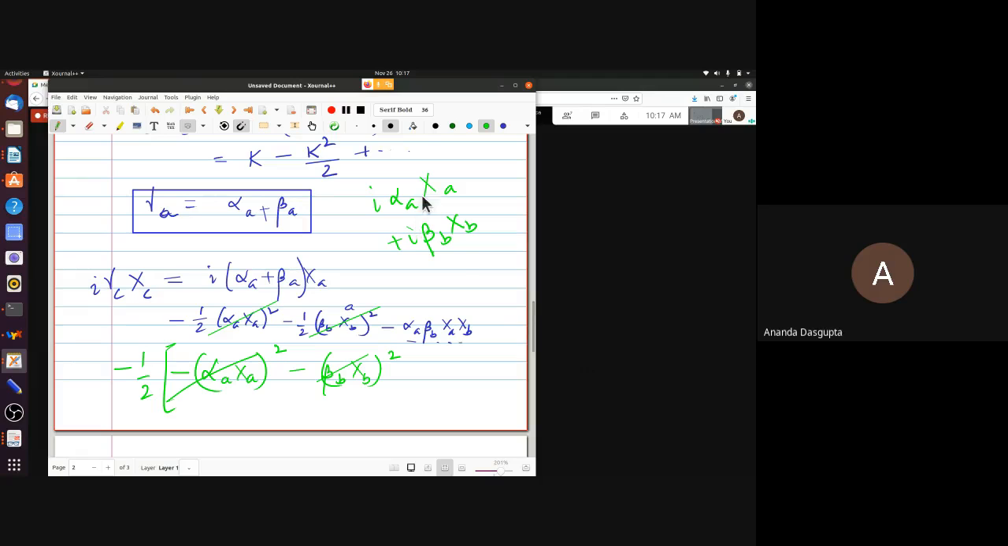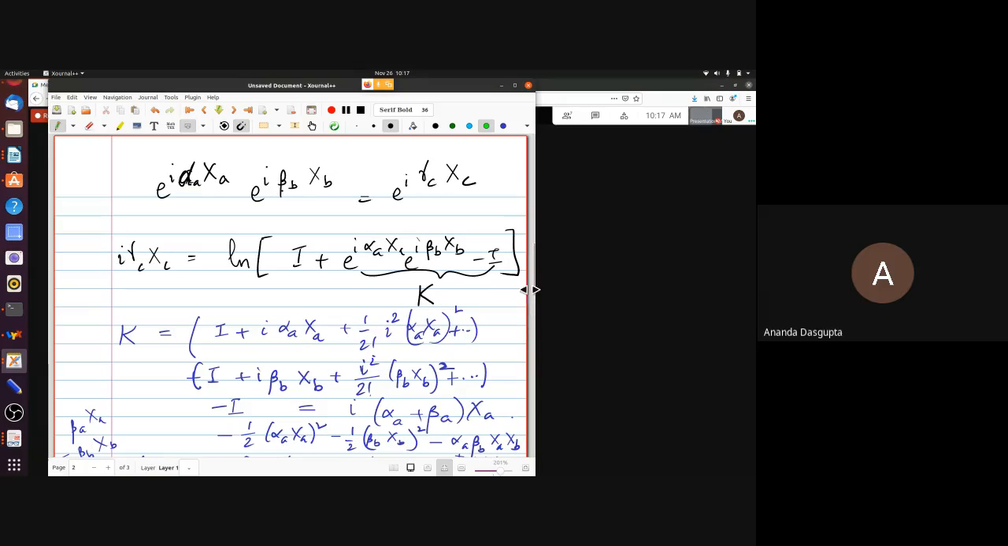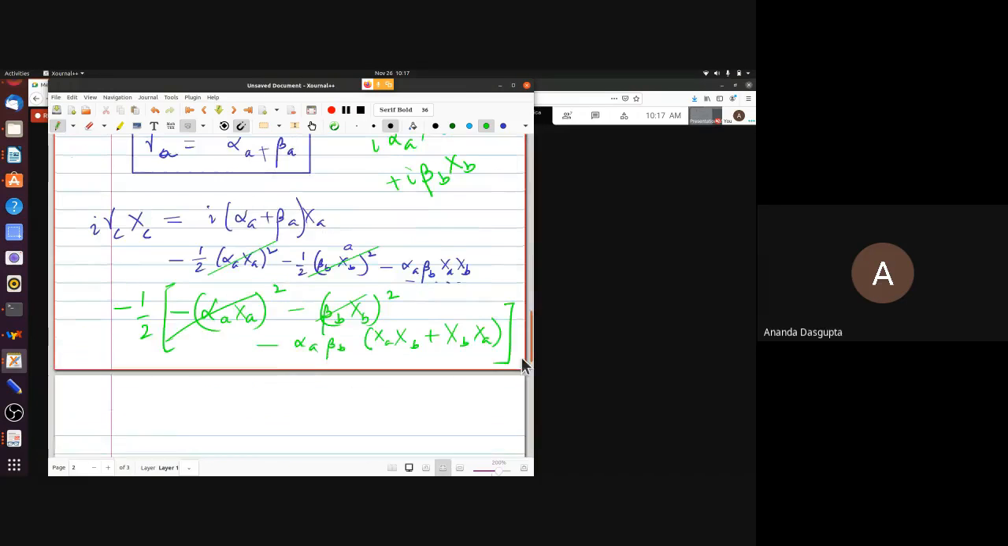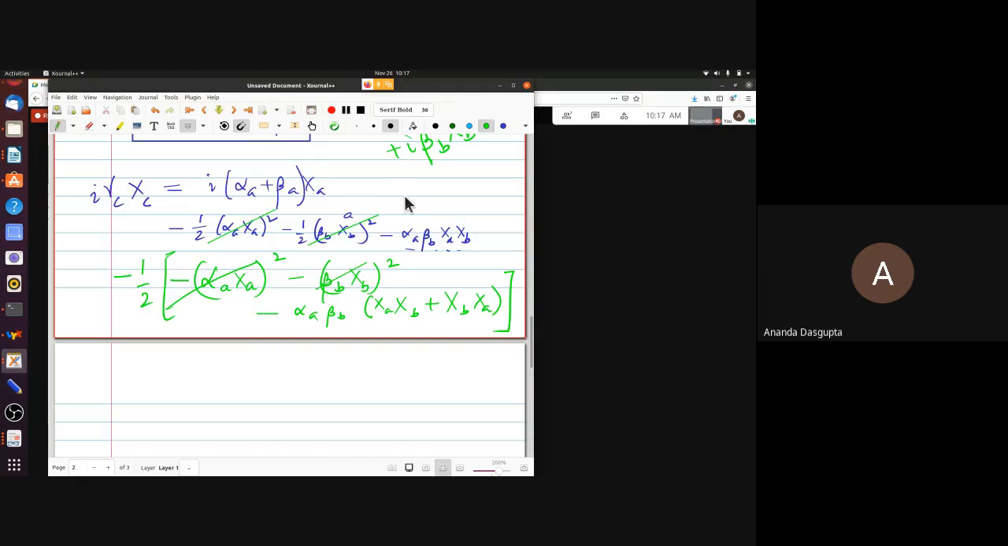But you also have one more term which comes from the square. What do you get from the square? You get minus alpha a beta b, but you don't get xa xb, you get twice xa xb, that is, xa xb plus xb xa, right? So when you square alpha a xa plus beta b xb, you get two terms which cancel with the terms you already have. Okay. Now you are going to end up with this term which you already had. Maybe I will just switch to.